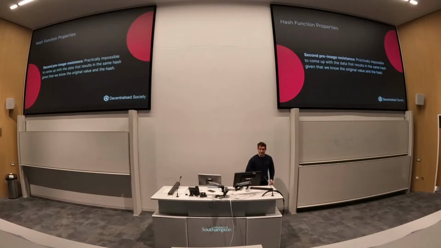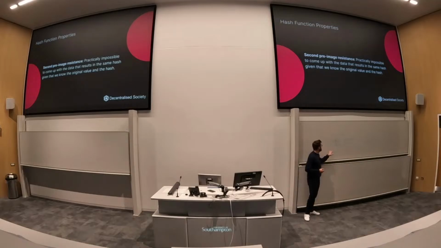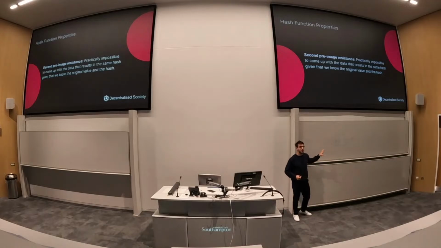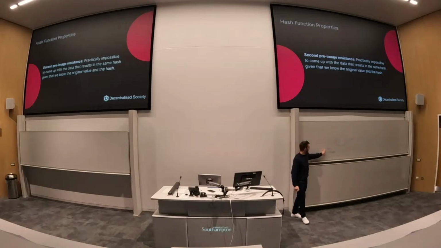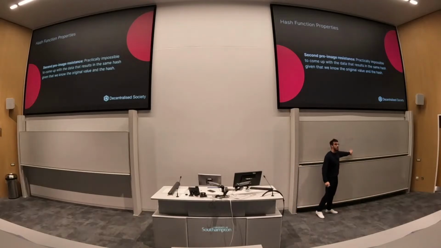Now, the third property is called second pre-image resistance. This property says that if there are two different inputs, it's always infeasible to get the same output. So given those two inputs, you see they're different, I can never get the same output.